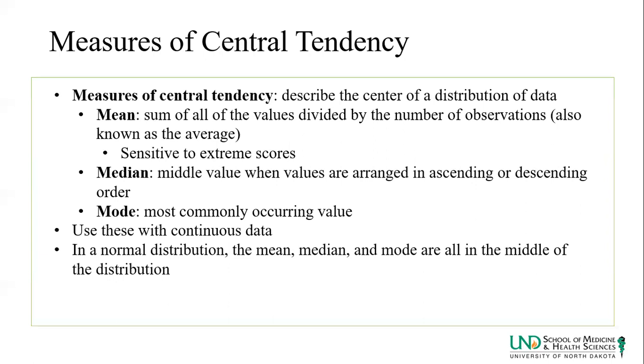You don't tend to see this value reported too often. These measures of central tendency are used with continuous data, which, as you learned in the first webinar, are variables that theoretically have an infinite number of possible values, such as 1/100ths of a second of reaction time. In a normal distribution, the mean, median, and mode are all in the middle of the distribution.